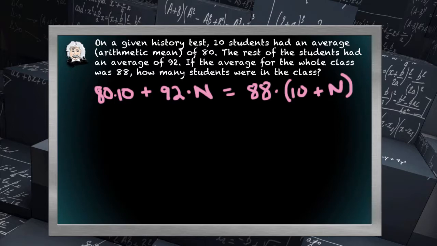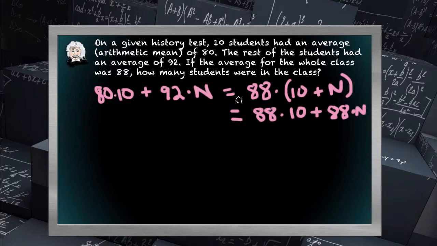But really the setup is a mixture problem, so this works for any mixture problems you get, and you might be familiar with those from your classwork. So here's how you might look at it in a slightly different way. As we solved before, we multiplied it out to start: 88 times 10 plus 88 times n, exactly as we did before.